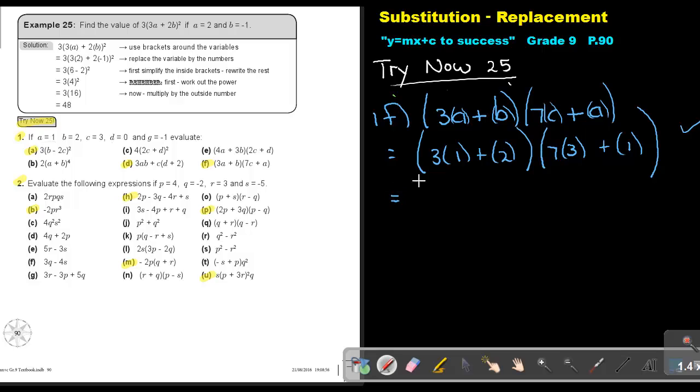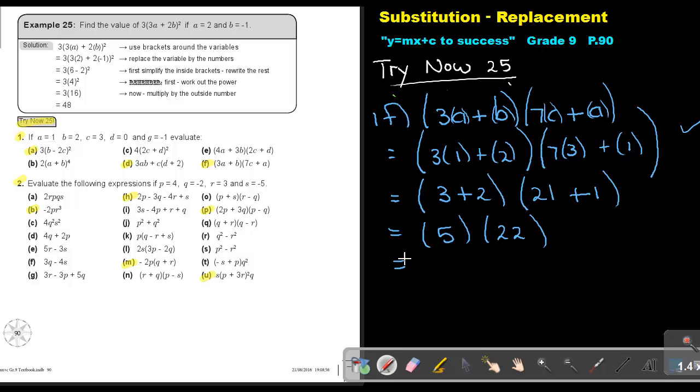Now let's start. We're going to get 1 here. So 3 times 1, that's 3, plus 2. First, just do that. 7 times 3, that's 21 plus 1. Now we can simplify. 3 plus 2, that's going to be 5. And the next one, it's going to be 22. If I multiply that, I'm going to get 110. That is how I do number 25.